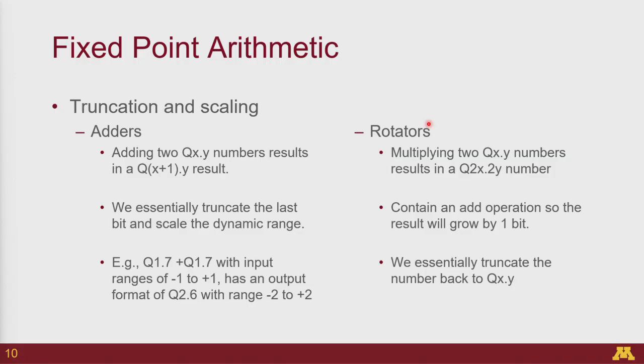So we can actually exploit that fact to design how we truncate or scale the next stage. For example, if we are multiplying two Qx.y numbers, the result would actually be a Q2x.2y number. But since we know that the range is still limited to +1 to -1, we would truncate it in such a way that we maintain the Q1.7 format, like what I was explaining earlier.